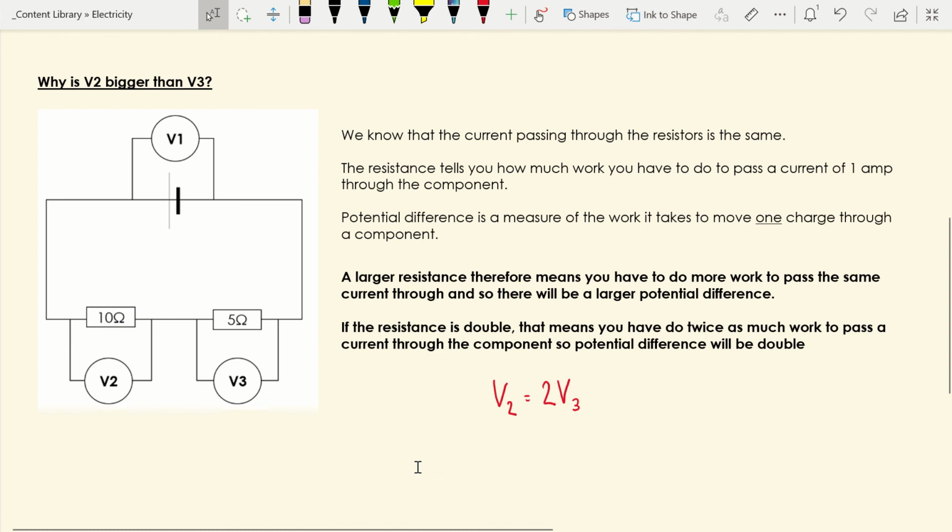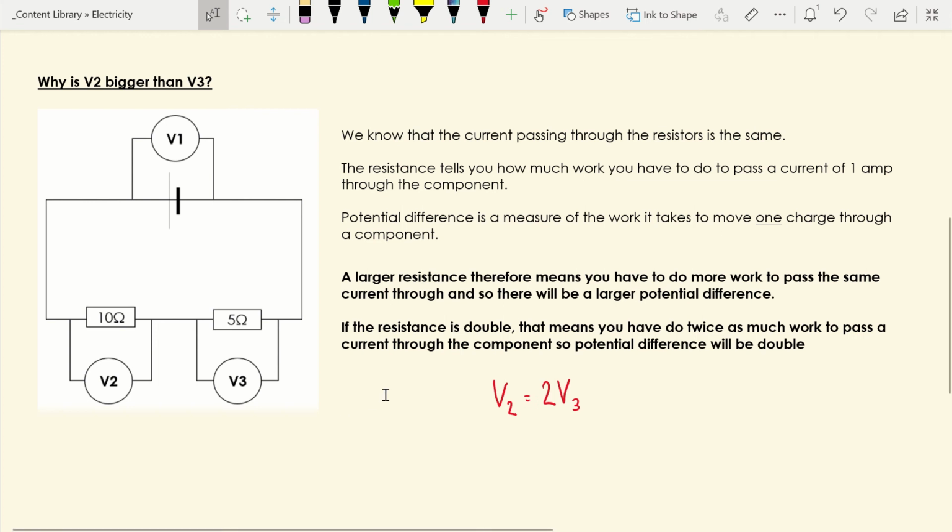So that's what potential difference is. It's a measure of how much work it takes to move a charge through a component. So a larger resistance means more work, which means a larger potential difference. So this is something we can do with series circuits.